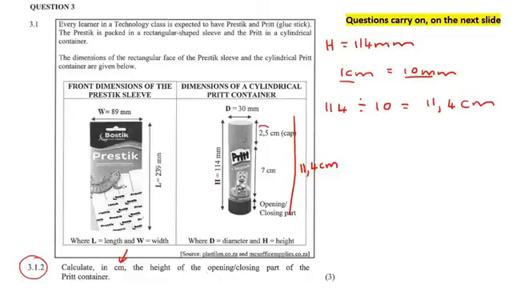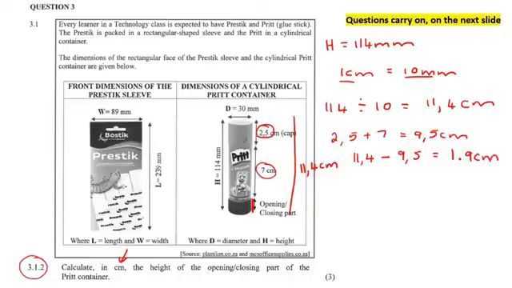So if you look at this, this is already 2.5 and this is already 7. If we add that together, that's 9.5. So how much more do we still need to be able to make 11.4? Well, we can say 11.4 take away 9.5, and that would give us 1.9 centimeters. So that part there would be 1.9 centimeters.